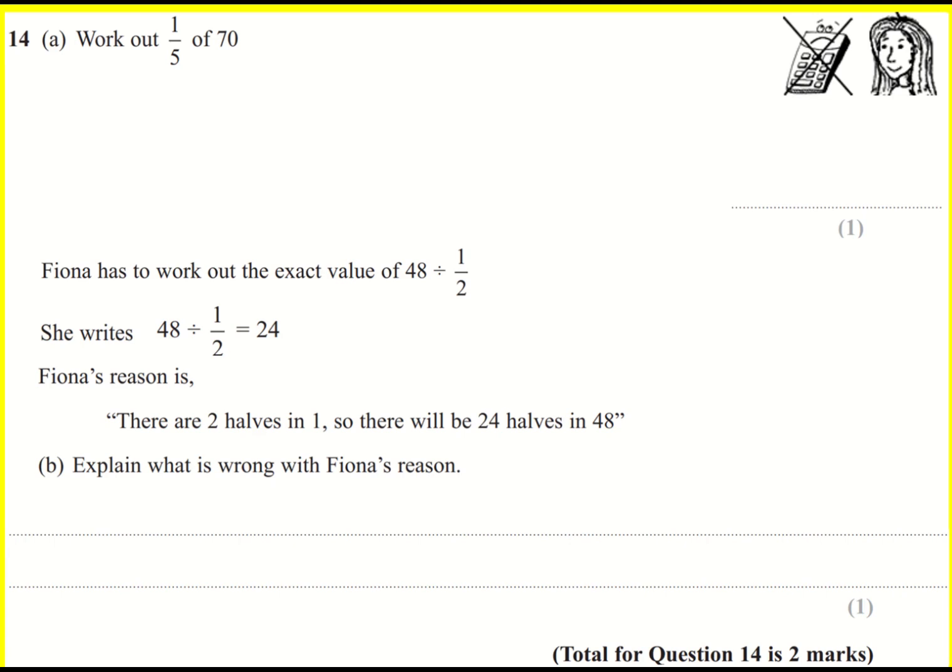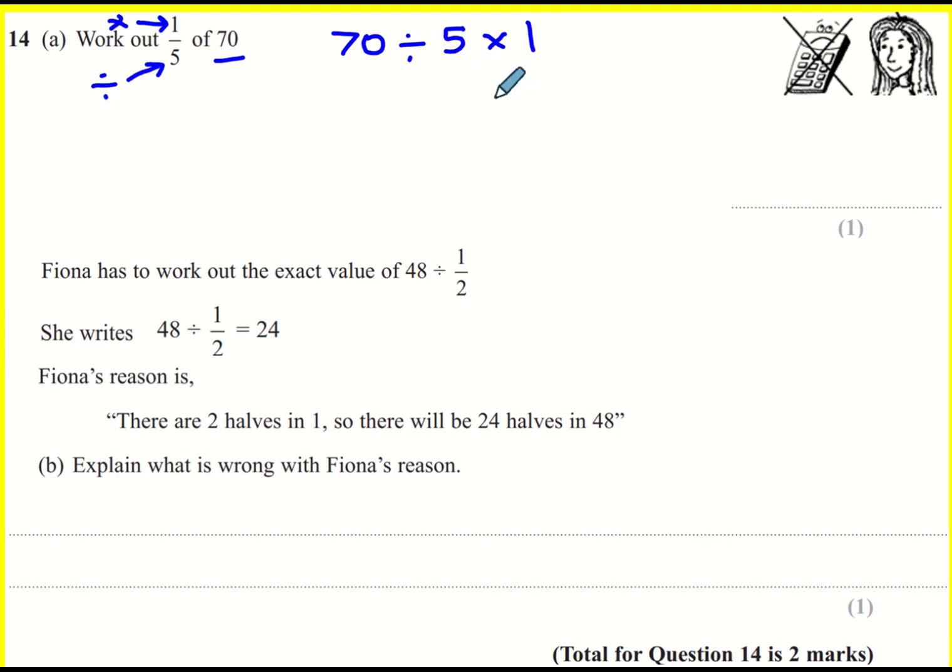Work out 1/5 of 70. So this is working out a fraction of an amount. And whenever you're finding a fraction of an amount, you take your amount, you divide it by the denominator and multiply by the numerator. So you take your amount, 70, you divide it by the denominator, and you multiply by the numerator. And this is the same when you're finding any fraction of an amount.